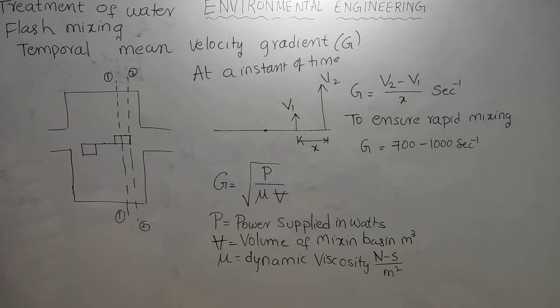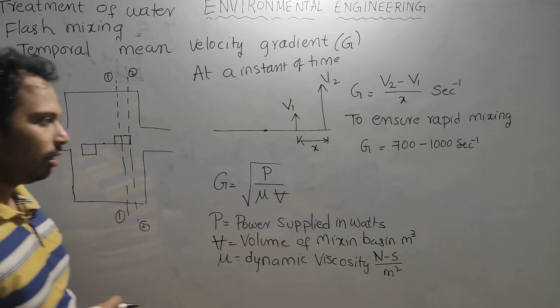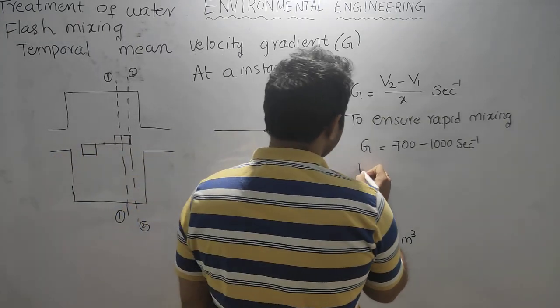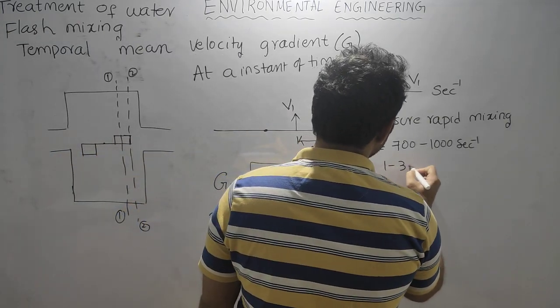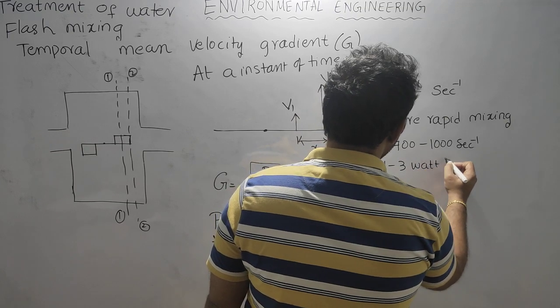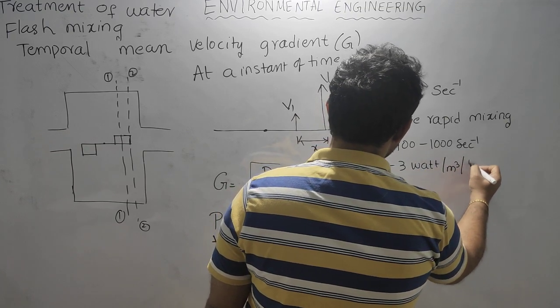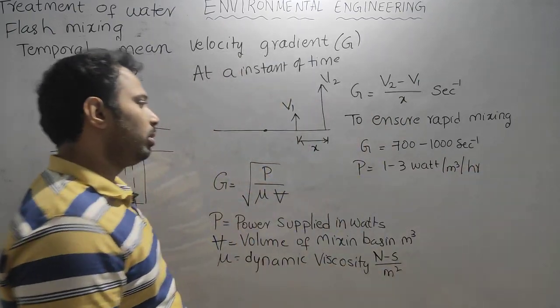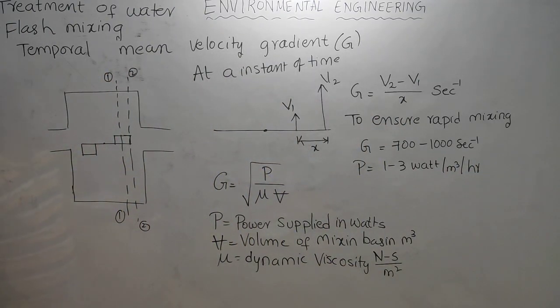And also we can control this by supplying power. To ensure rapid mixing, the power should be 123 watt per meter cube per hour. So this also ensures rapid mixing from the power point of view. From the power perspective, it is 123. From the velocity gradient perspective, it is 700 to 1000 second inverse.